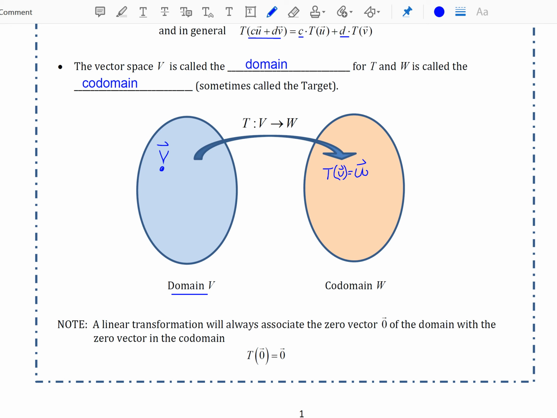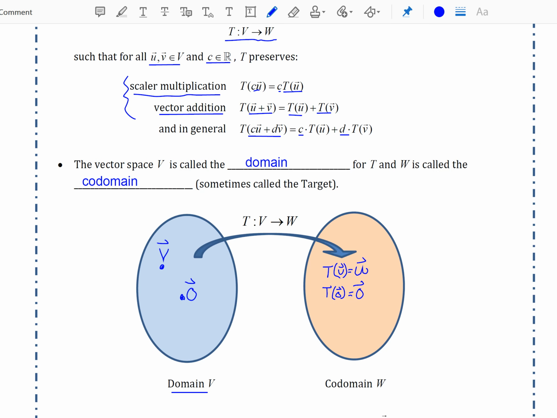Now it's important to note that a linear transformation will always associate the zero vector in the domain with the zero vector in your codomain. Meaning that if you start with the zero vector here and you apply your transformation to the zero vector, you will still get the zero vector in your codomain. This is really just a special case of preserving the scalar multiplication property.